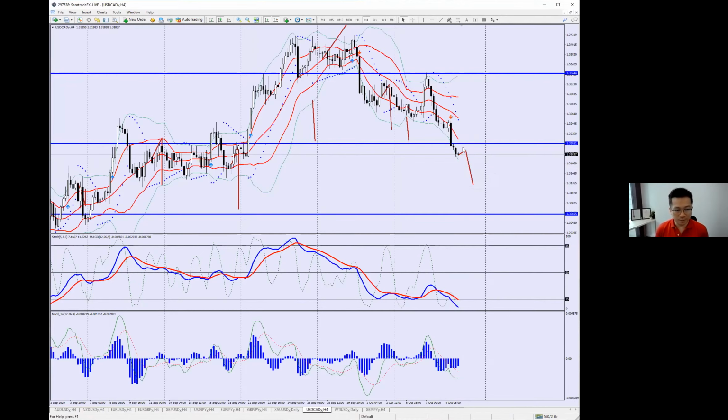I think that it might bounce up before turning back down strongly. If it does bounce up and not turn back down, obviously don't start selling. Don't start buying either, because it needs to break above 1.3205 for it to go any higher.